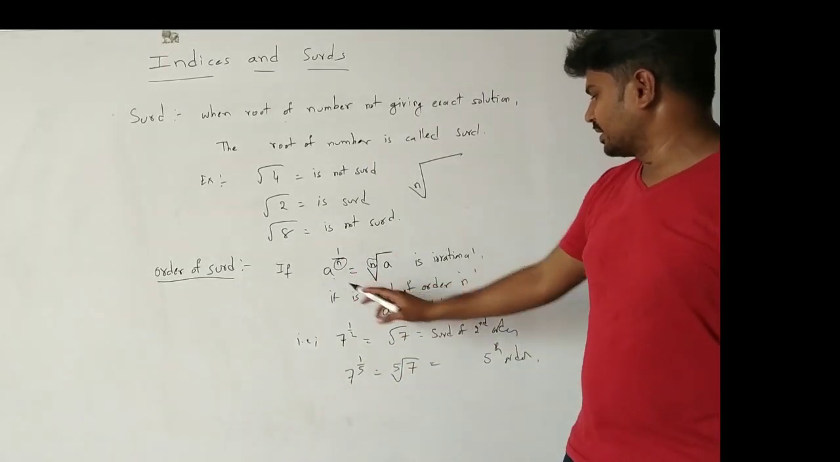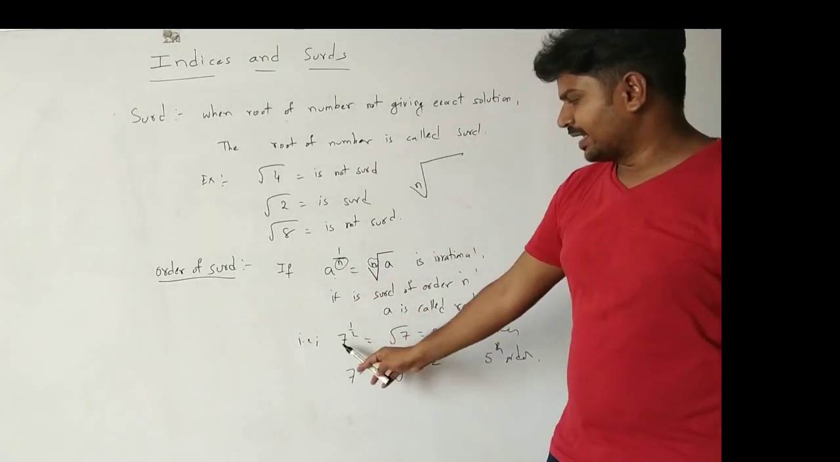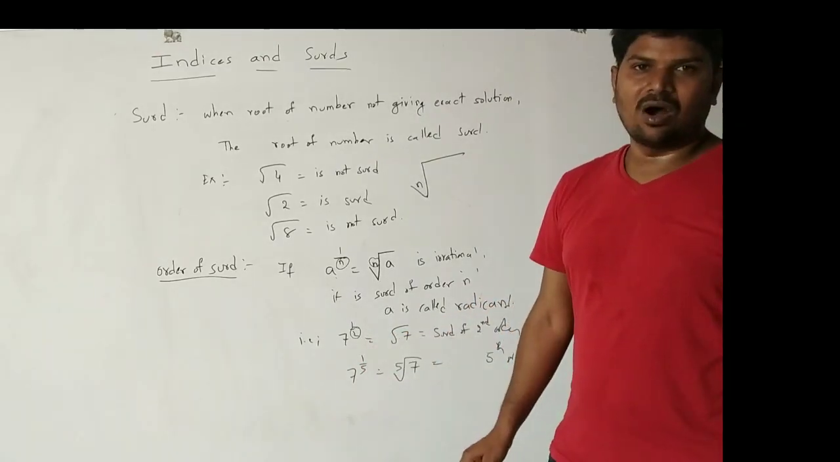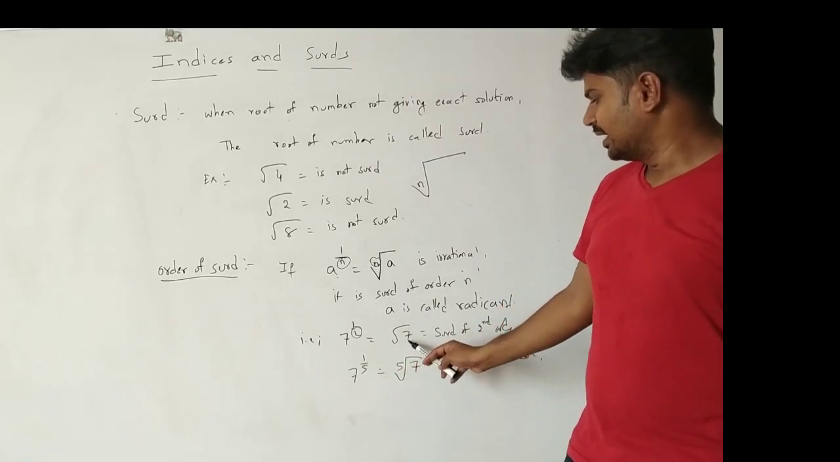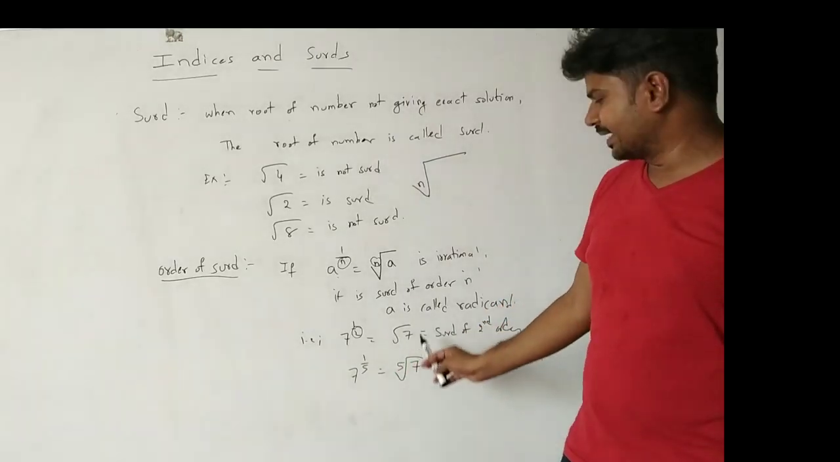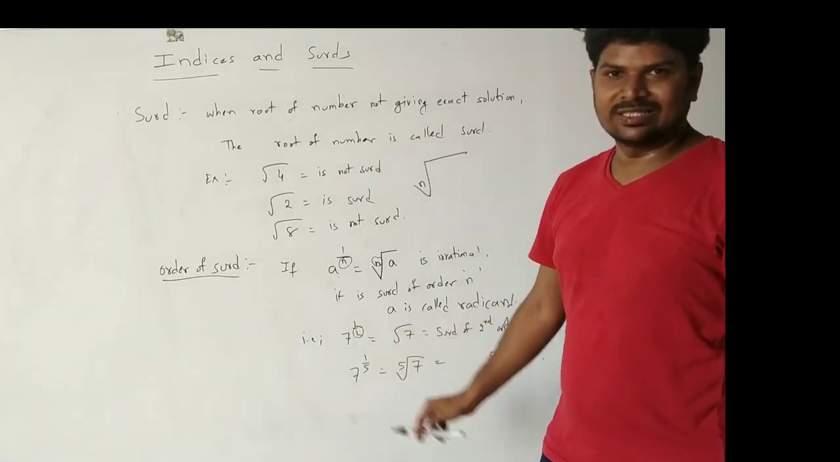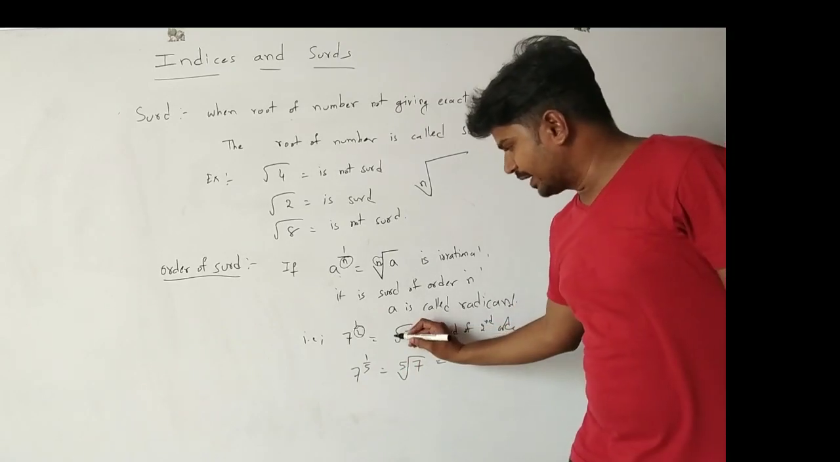So here a is called the radicand and n is called the surd of order n. Take an example, 7 to the power of 1 by 2. Here 2 is nothing but the order. Which order is it? Second order. So we can call it a surd of second order with radicand 7. Whenever we have 2, that is quadratic order, there is no need to write 2 here.